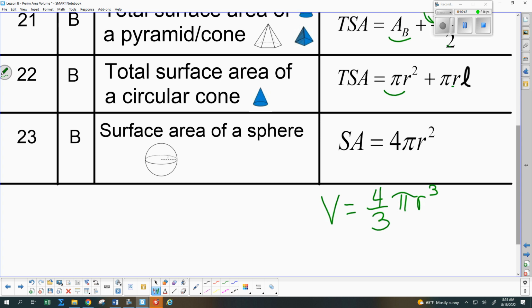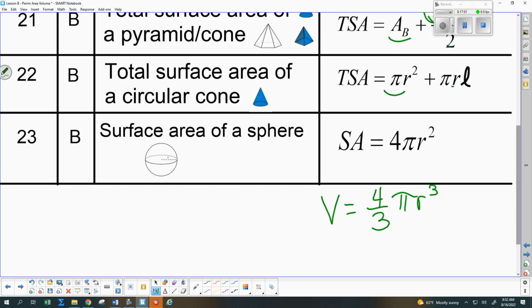They both have a 4 and a pi and an r, but the surface area is the squares, so it has the square. The volume is the cube, so it gets both of the 3's. If something else works better for you, use that, but that helps me keep them straight. Any questions on the formulas?